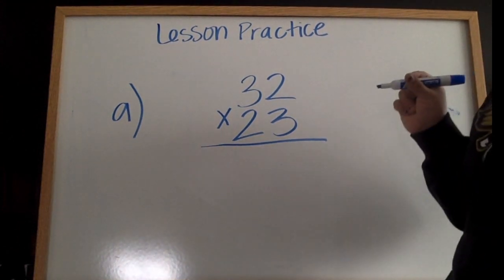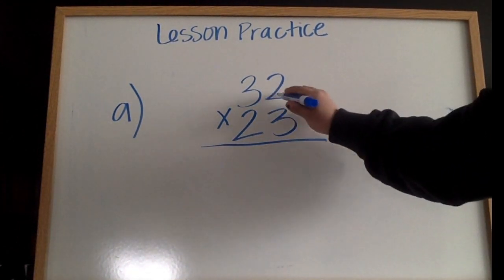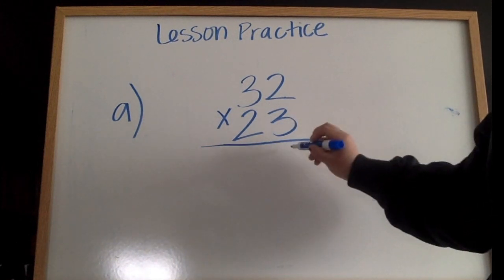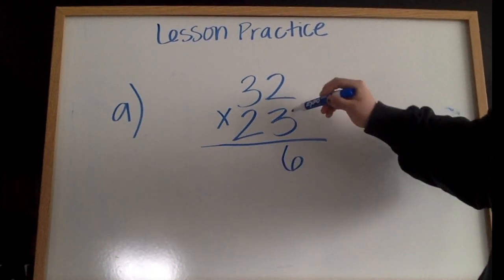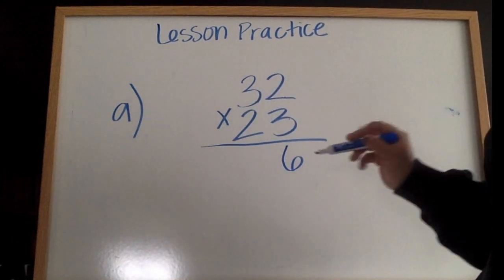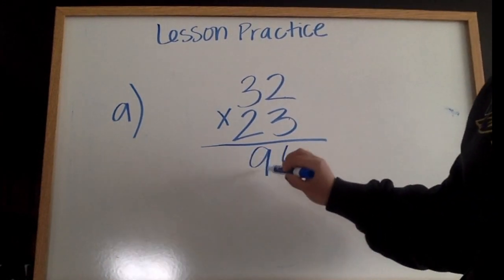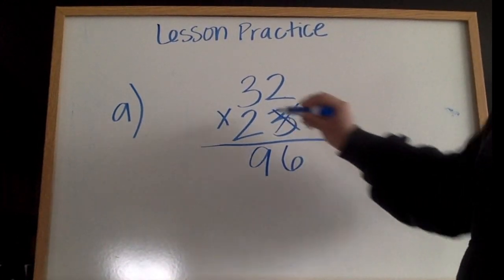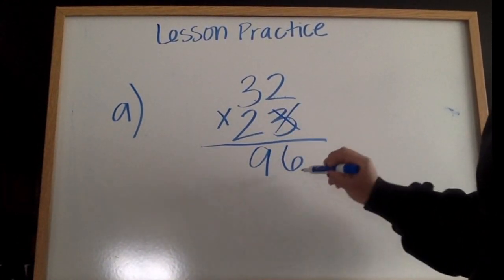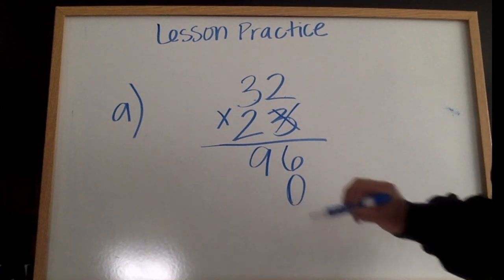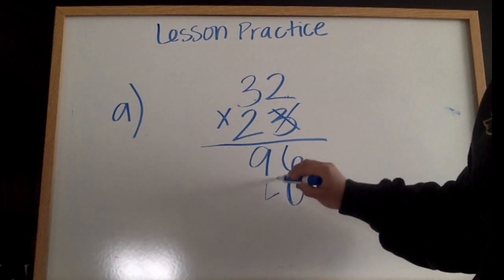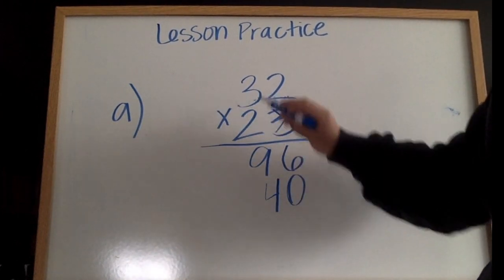So, I'm going to start with 32 times 3. 3 times 2 is 6. 3 times 3 is 9. I'm done with that 3 right here. Now I can take 32 times 20. I'm going to put my 0 here. 2 times 2 is 4. 2 times 3 is 6.